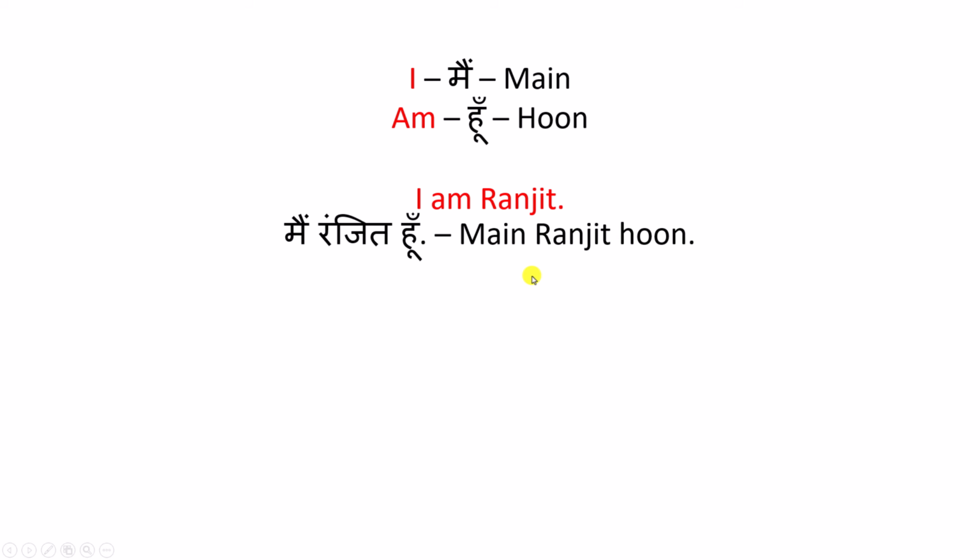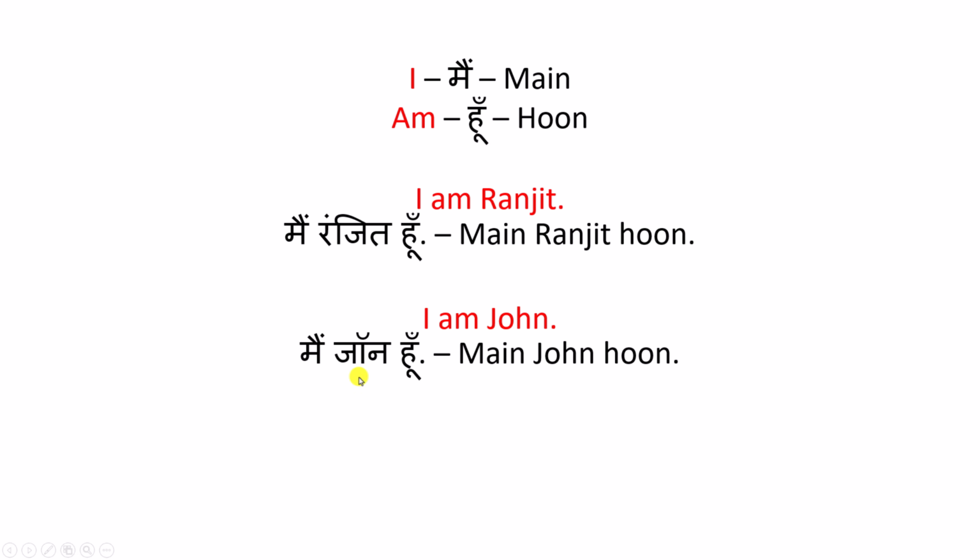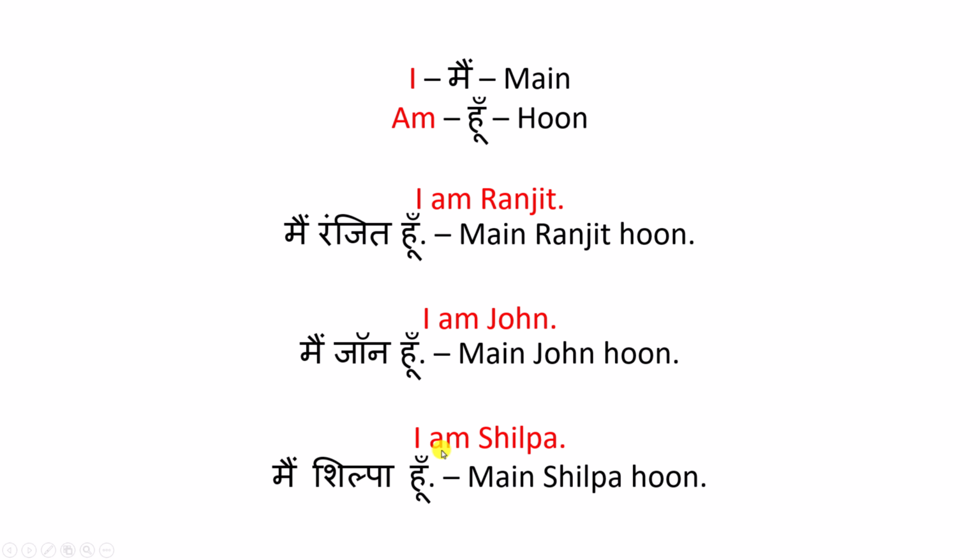Okay. Next, I am John is मैं John हूँ. मैं is I. John is the name of the person. Whom is am. Next, I am Shilpa. मैं शिल्पा हूँ. मैं is I. Shilpa is the name of the person. Whom is am. Alright? Let us look at few more examples.